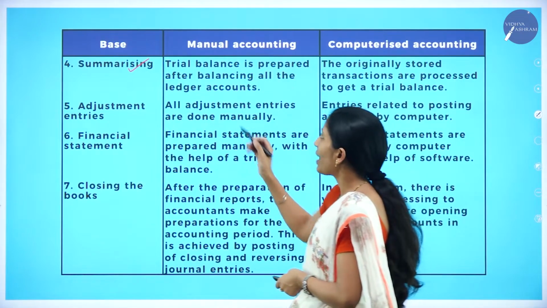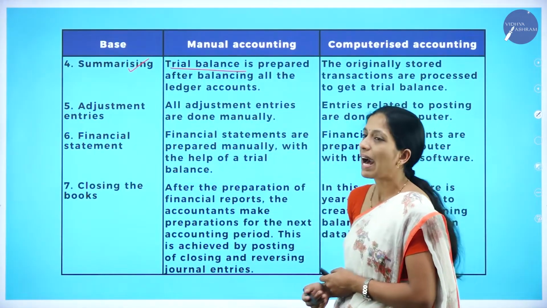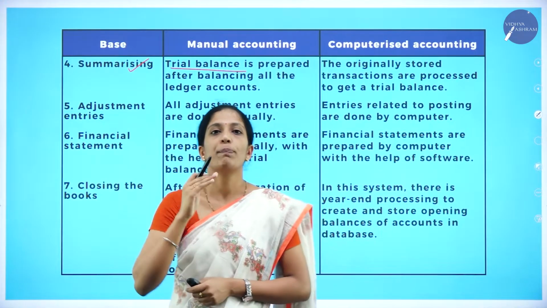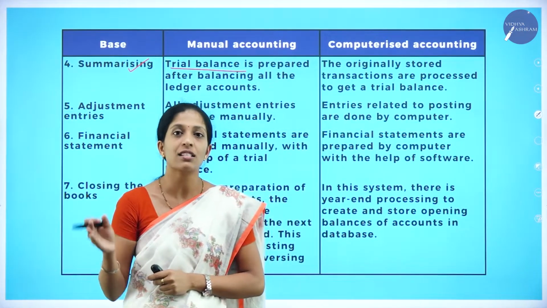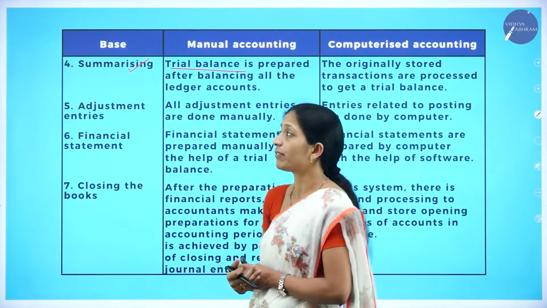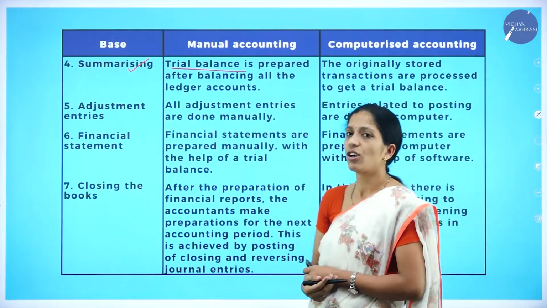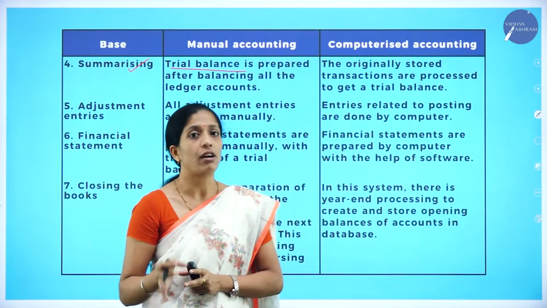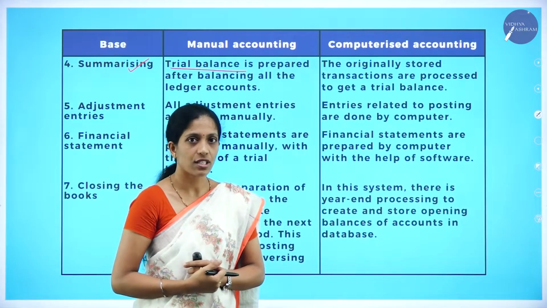So, under manual accounting system, trial balance is prepared after balancing all ledger accounts. So what we will do? We will prepare the trial balance before preparation of financial statements, that is the financial statements at the end of the financial year. So trial balance is prepared after balancing all the ledger accounts. That is, after classification of ledger accounts, we will prepare the trial balance before financial statements.